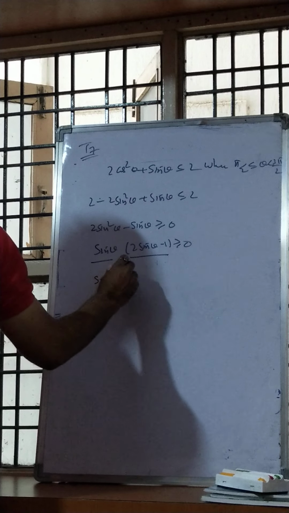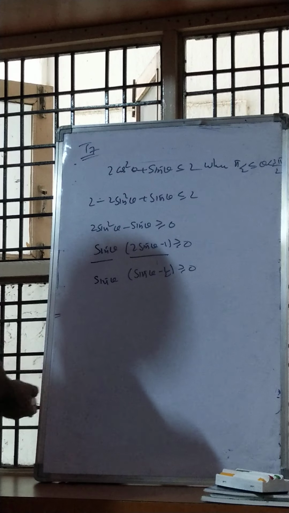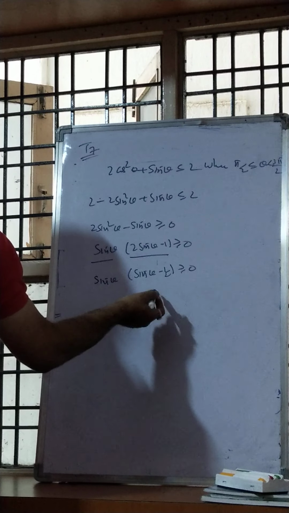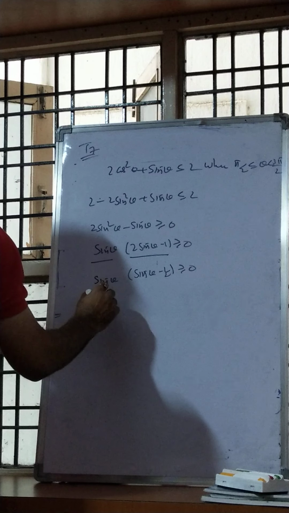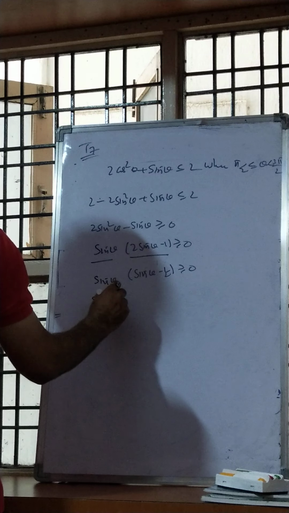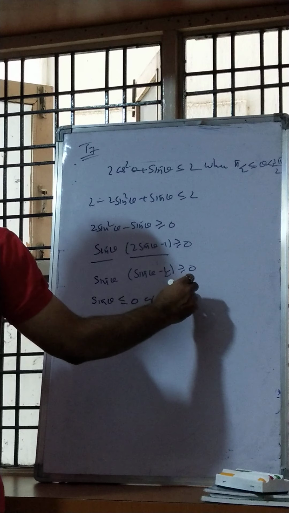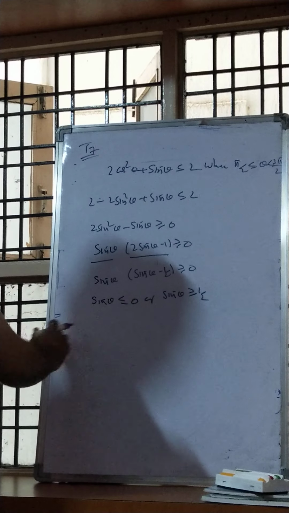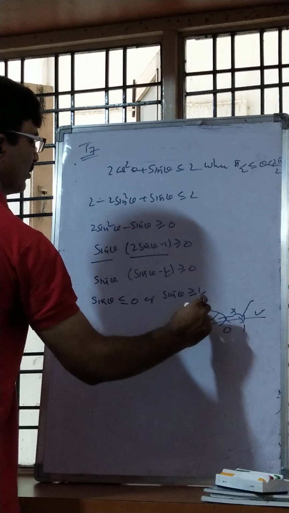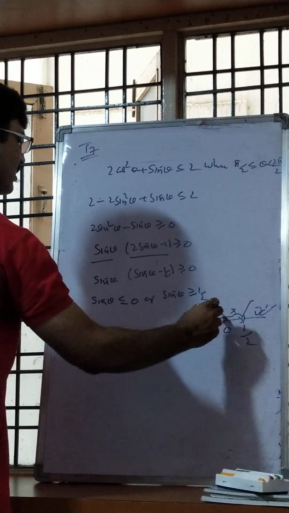You can say sin theta times (sin theta minus 1 by 2) is greater than or equal to 0. If sin theta is negative, then cos theta must be positive for it to be possible. So sin theta is less than or equal to 0, or sin theta is greater than or equal to 1 by 2. I said these inequalities to you, with 0 and 1. One factor is negative, the other is positive; positive means less than and greater than 1 by 2. If it is 1 by 2, this is also correct.